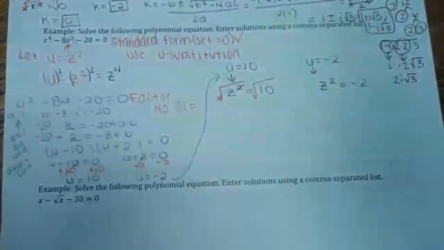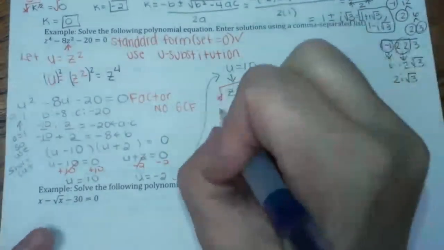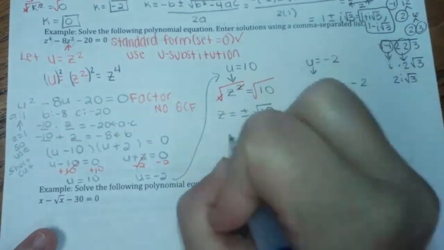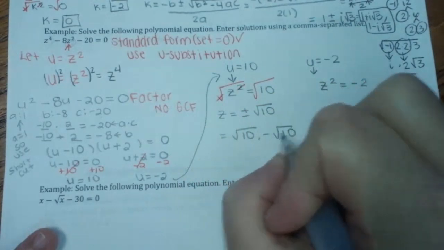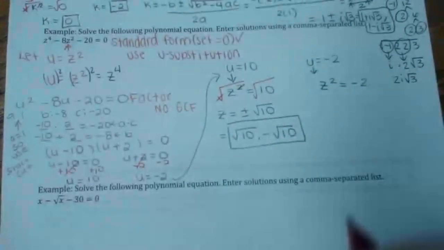All right, so getting z by itself, getting rid of that squared, I could take the square root of both sides. That way the square and the square root cancel each other out. Remember, whenever you take the square root, don't forget plus or minus. So we have z equals plus or minus the square root of 10, which would be positive square root of 10 and negative square root of 10. So those are two answers. Over here are the other two answers.